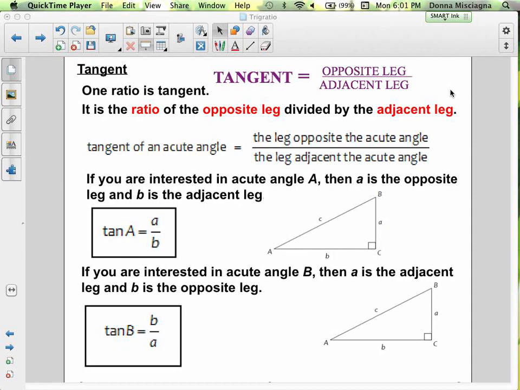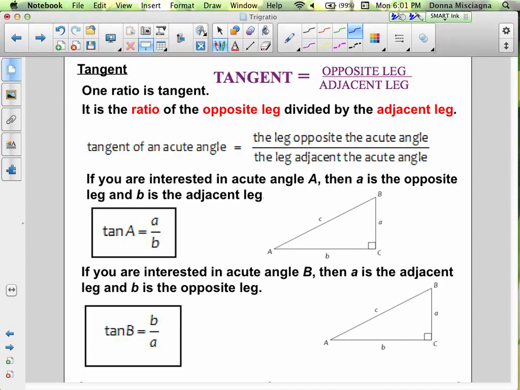So if we want to take the tangent of angle A, right? So this is our angle. This is our angle there. That, by the way, is just a variable that we use a lot for angles, and it's theta, the Greek letter theta, and it's just a variable. I can use an x, but theta gets used a lot for angles.